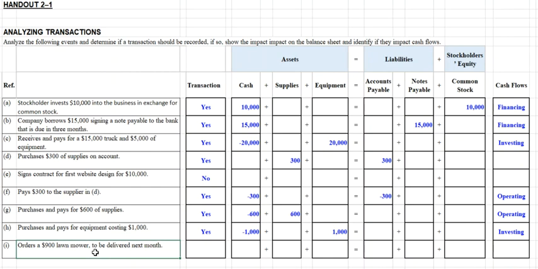We order a $900 lawnmower to be delivered next month. This is not a transaction. At the point in time when the lawnmower is delivered, we will of course have an increase in equipment, and if they send us an invoice, we would have an accounts payable. But until we receive that equipment, there is no transaction.